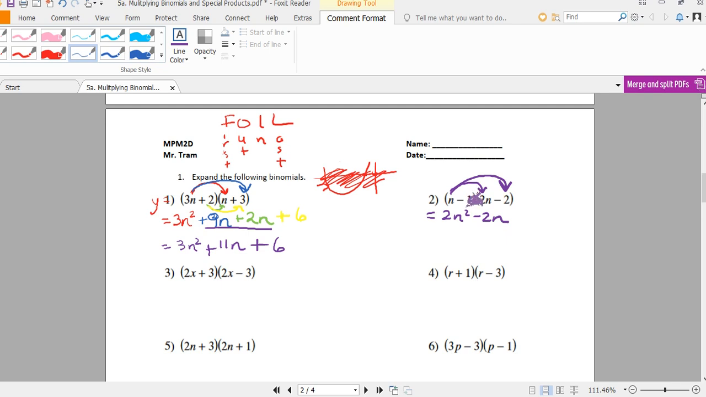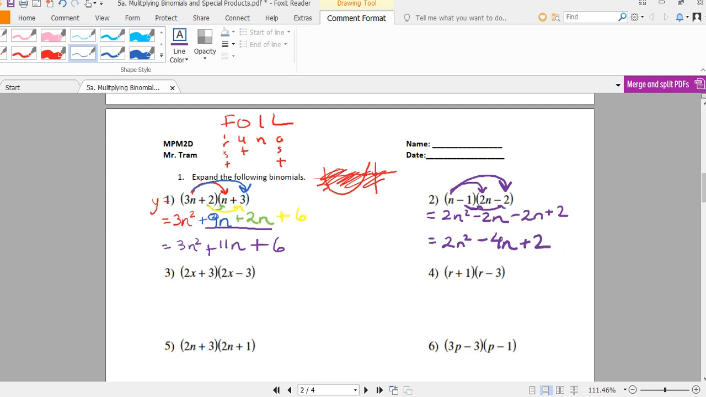And then the second term, or the inside term last. So 1 times 2n is negative 2n. Now pay attention to the sign that comes before it. Negative 1 times 2. And then last but not least, negative 1 times negative 2, which will be plus 2. Okay? So again, we can collect like terms. So this will give us 2n squared, negative 2n minus 2n is negative 4n plus 2.